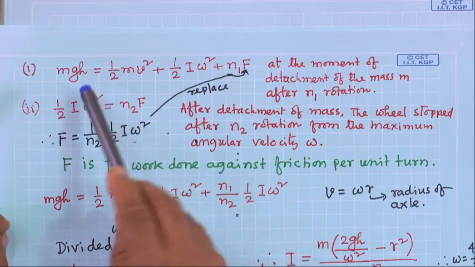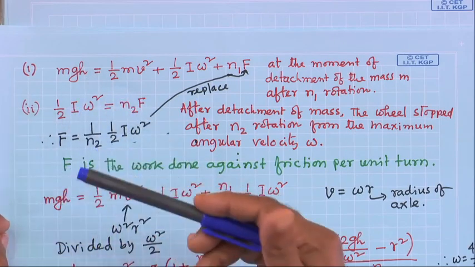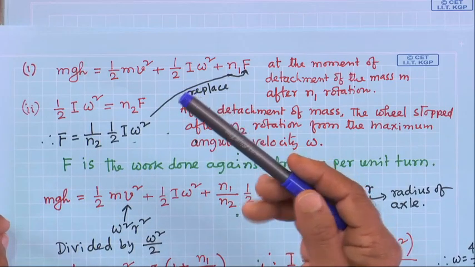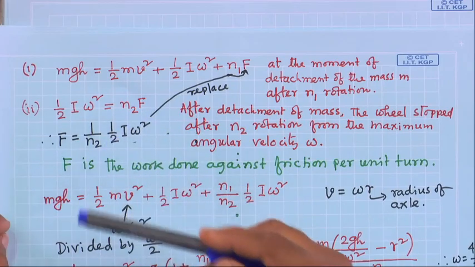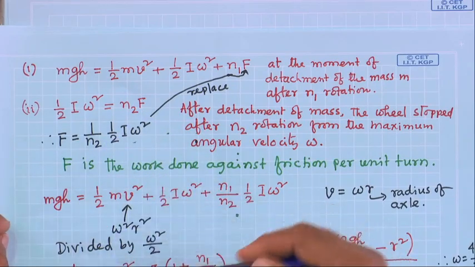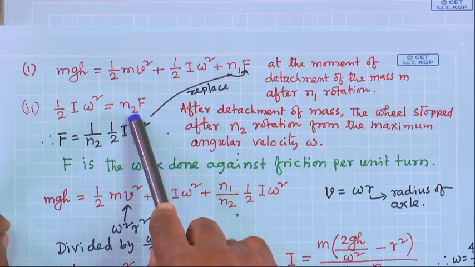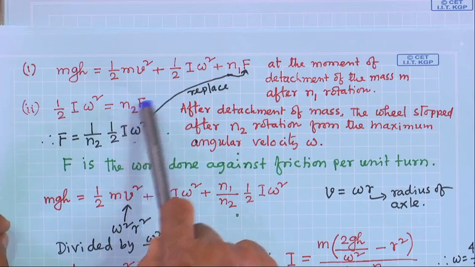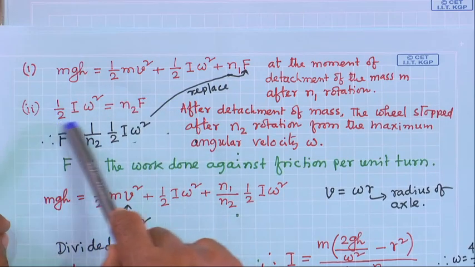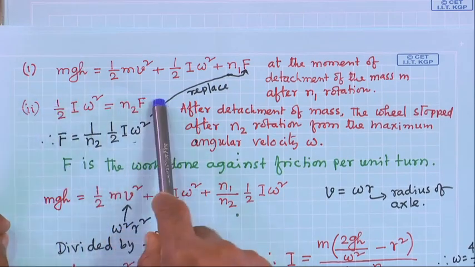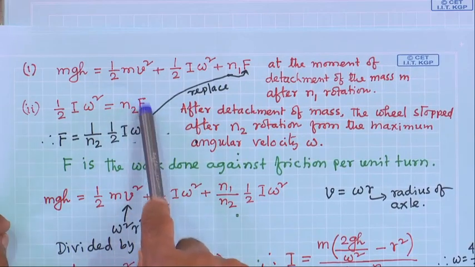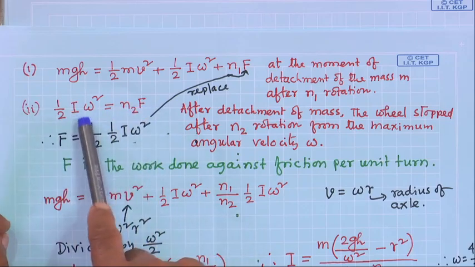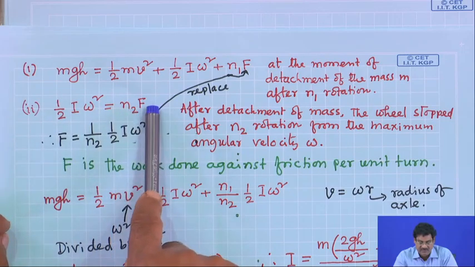Now this mass is detached, so only the wheel is there and it is rotating. Its kinetic energy is this, and after some time it will stop because of the friction. After how many turns of rotation will it stop? If it is n2, the work done against the friction is n2 f. This kinetic energy will be spent overcoming the friction. So another equation you get: half I omega square equals n2 f.